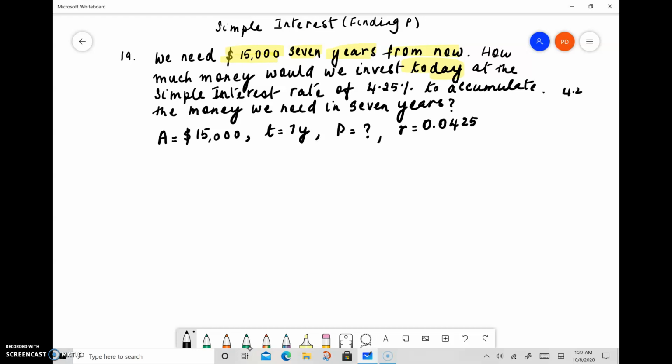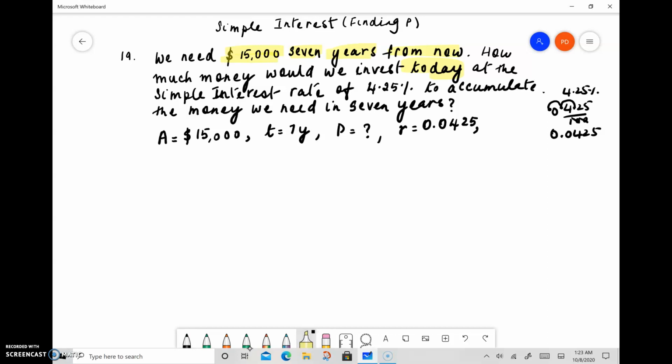So 4.25% is 4.25 divided by 100, which is, for every zero in the denominator, move the decimal point one place to the left, and that's how we get 0.0425. Or simply use your calculator to figure that out.